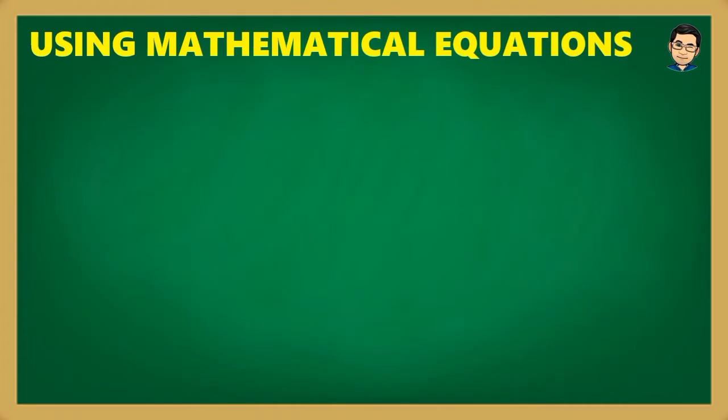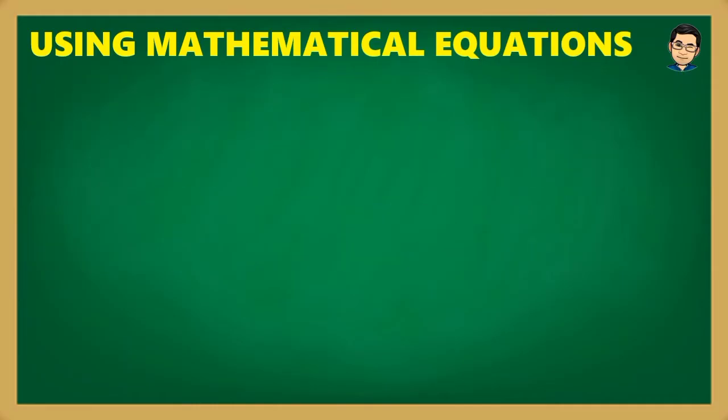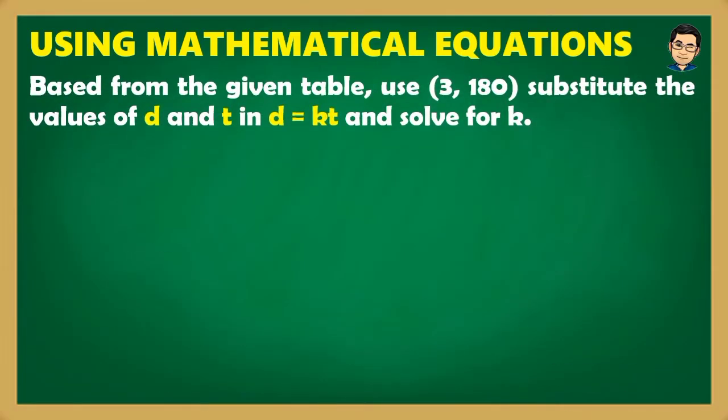Using mathematical equations, if the distance traveled by a car varies directly as the time t, the relationship can be translated using a mathematical statement as d is equal to kt, where k is the constant of variation. The d is the distance, and the t is the time. Based on the given table, use 3 and 180. We can also use the 5 different points there.